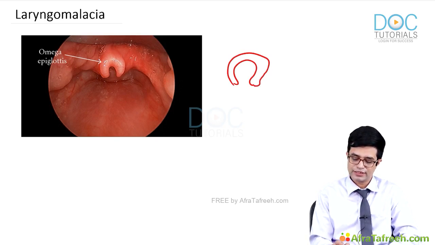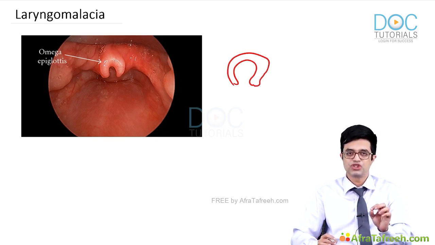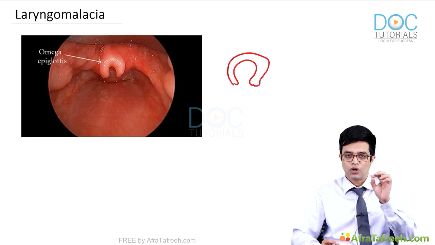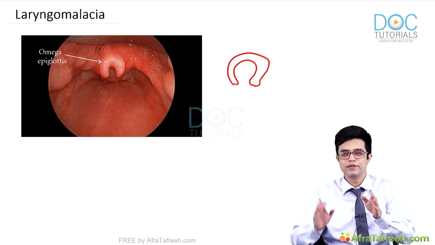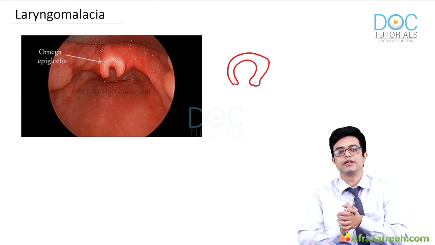You find a picture like this and the history saying young child, intermittent stridor, onset in the first month of life and becoming maximal somewhere around 4-6 months of age. What advice would you give? Wait and watch, because this is laryngomalacia.